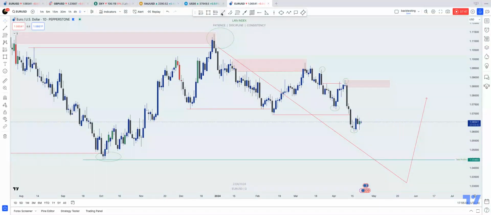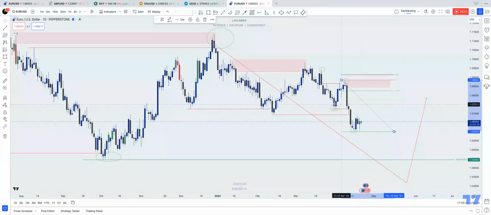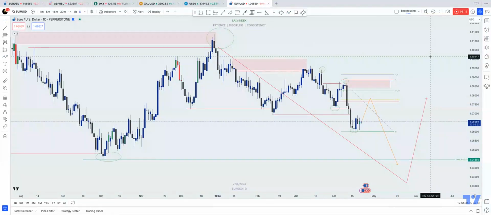Now, we had price breaking here, our internal here, right? So we would expect to see price maybe retrace somewhere here. We have a breaker block here, right? So we could also see price retracing from here all the way to the bottom side, right? Or we could have price retracing from here all the way there.